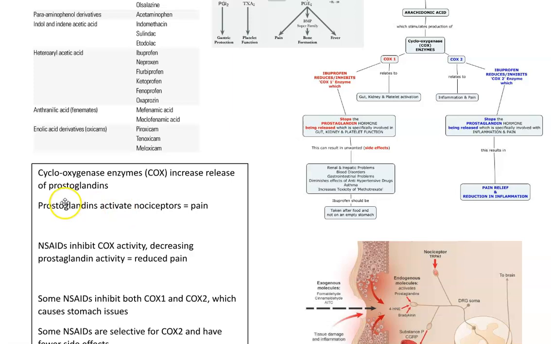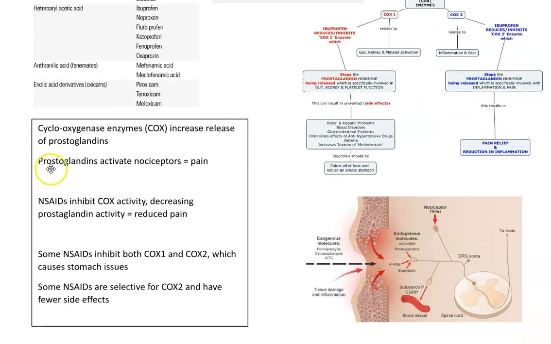So if you want to write that down, that cyclooxygenase enzyme increases release of prostaglandins, and those prostaglandins are going to activate those nociceptors, and then you're going to get that perception of pain. But we use NSAIDs to inhibit that COX activity, which decreases the prostaglandin activity and reduces that pain. So if you want to draw a big X here for NSAIDs, that's the simplest way to recognize it. So in the periphery, preventing that signal from getting to the central nervous system.